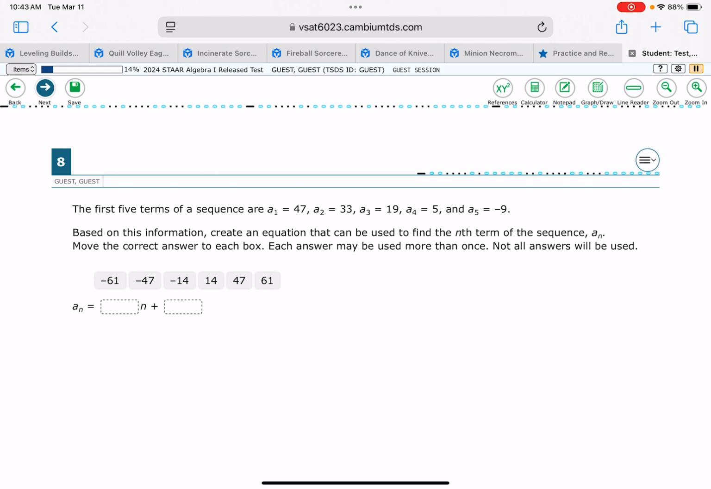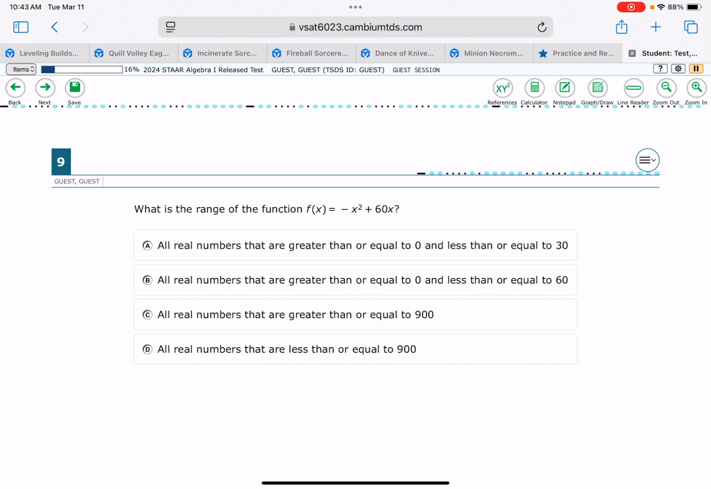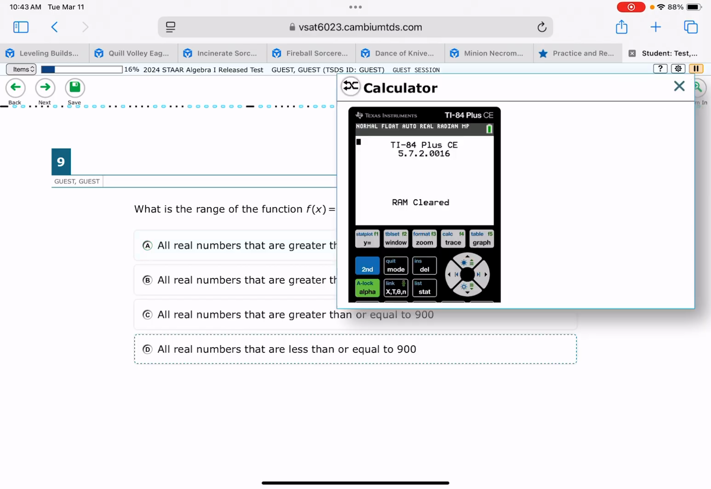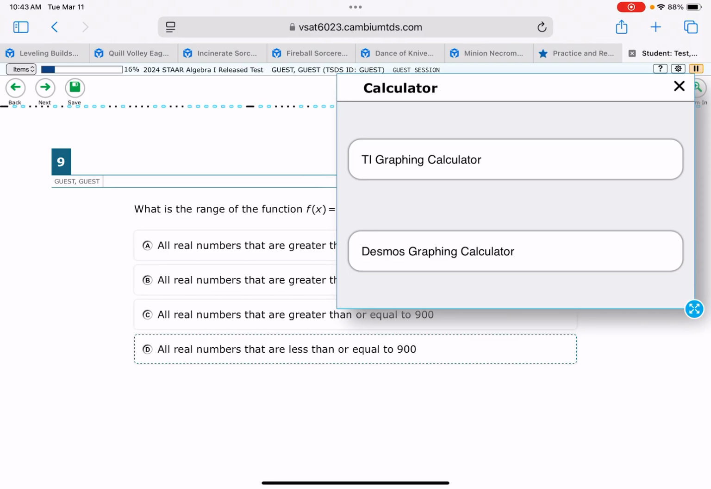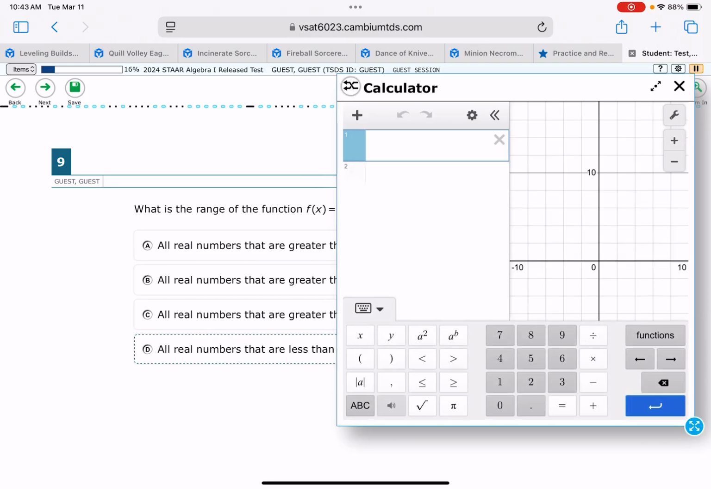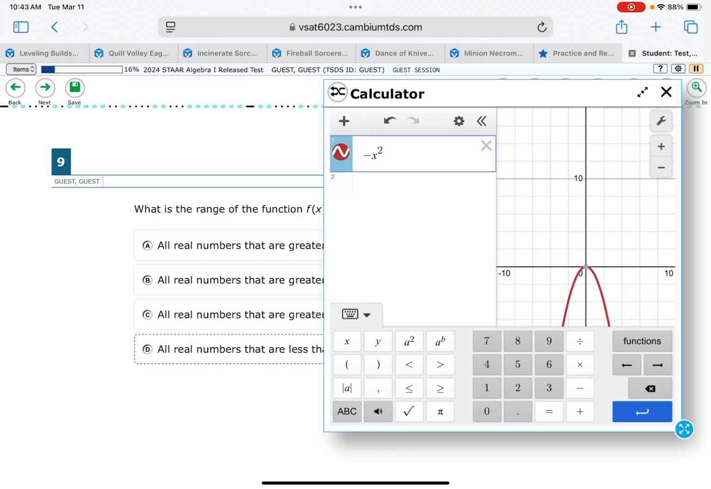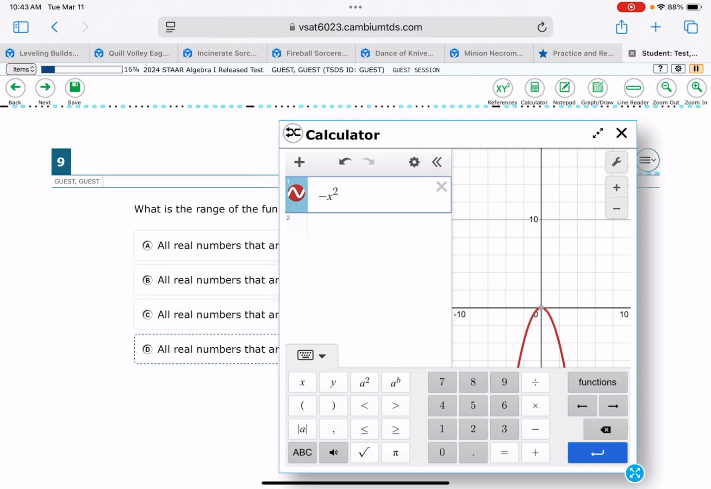I have to do some calculations on this one, so I'm going to definitely come back to that. This one, we don't have to do calculations, and it's a real easy one, so I'm going to go ahead and do it. I'm going to go to my calculator, change it to the Desmos graphing calculator, and put in my equation, negative x squared, and then plus 60.